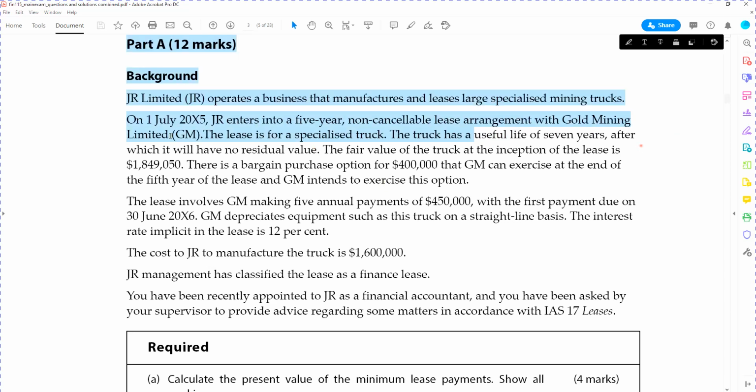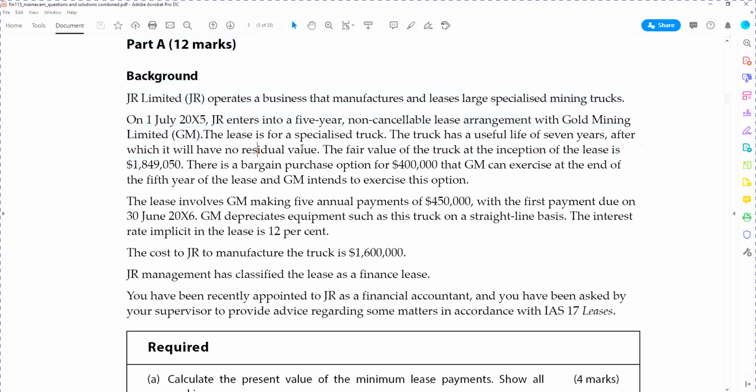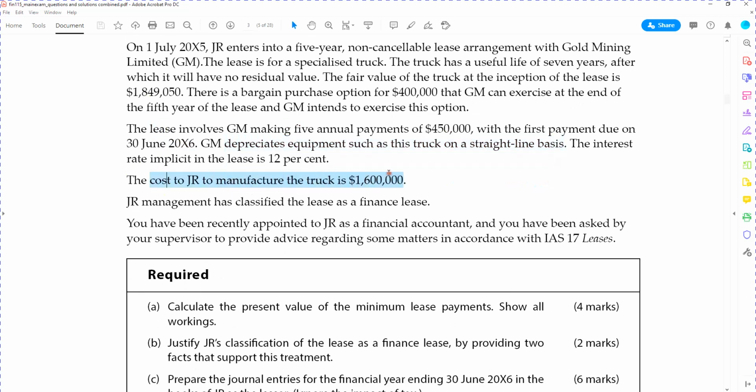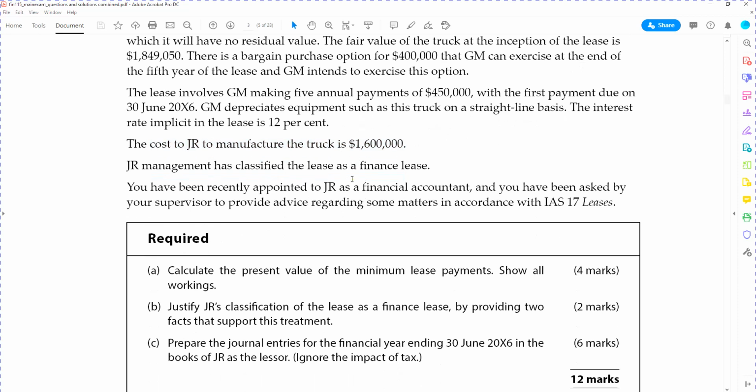Okay, so it's got a useful life of 7 years, after which it'll have no residual value, which means no value at the end. The fair value of the truck at the inception is 1.849 million. There's a bargain purchase option for 400,000 that the GM can exercise at the end of the 5th year of the lease, and they intend to exercise this option. Okay, so there's 5 payments of 450,000 with the first due on June 16. Depreciates the truck on a straight line basis. The cost to manufacture the truck is 1.6 mil.